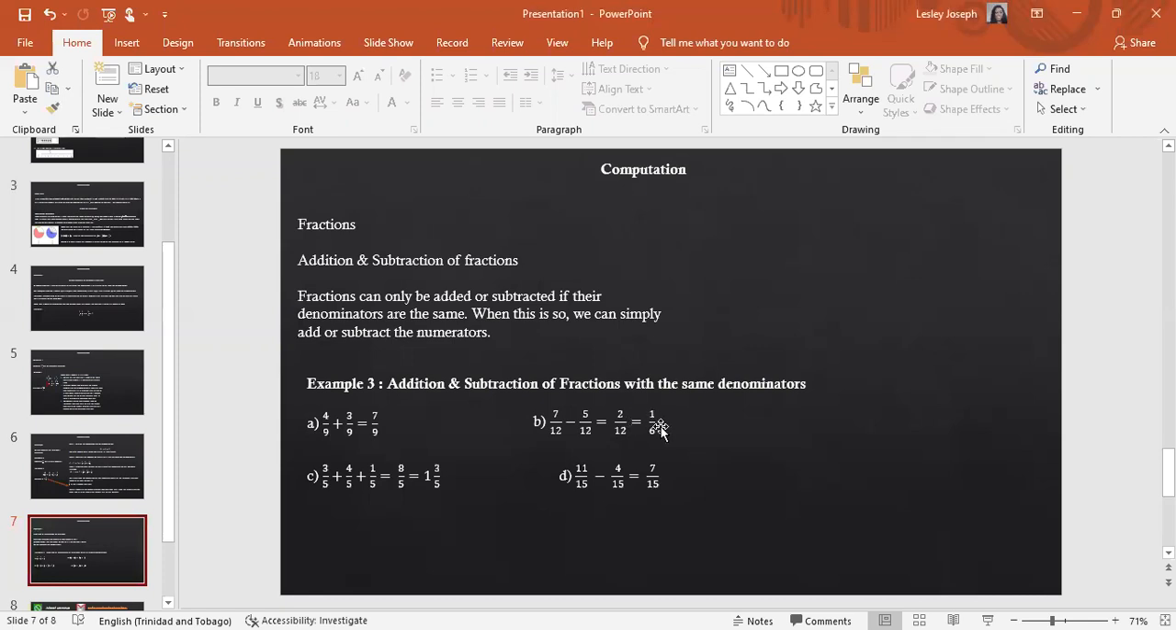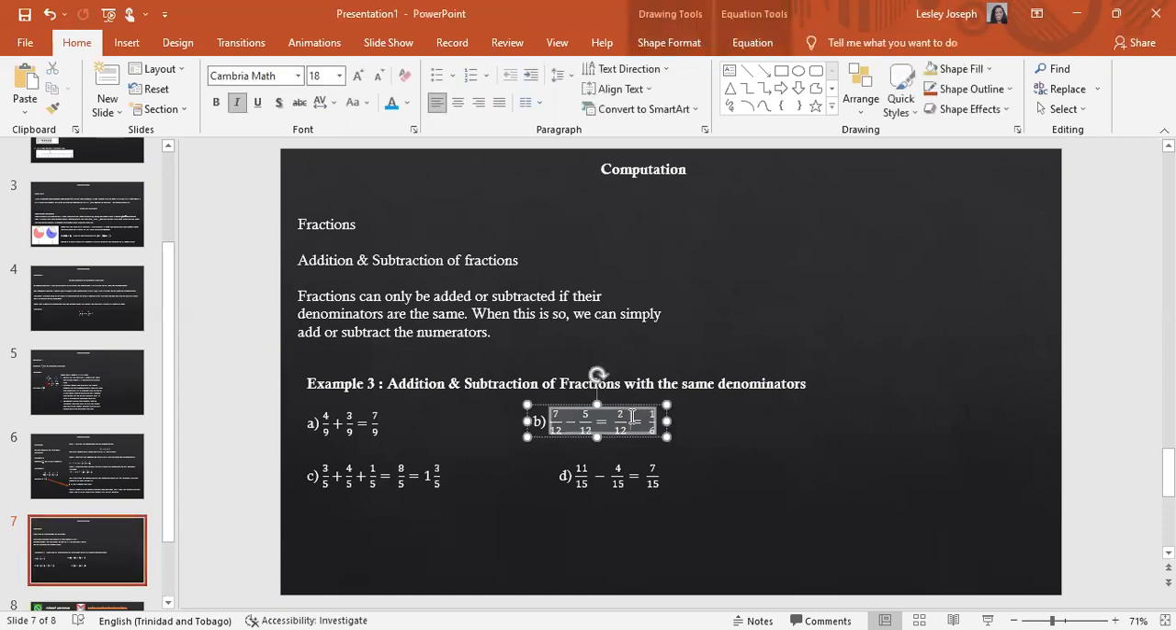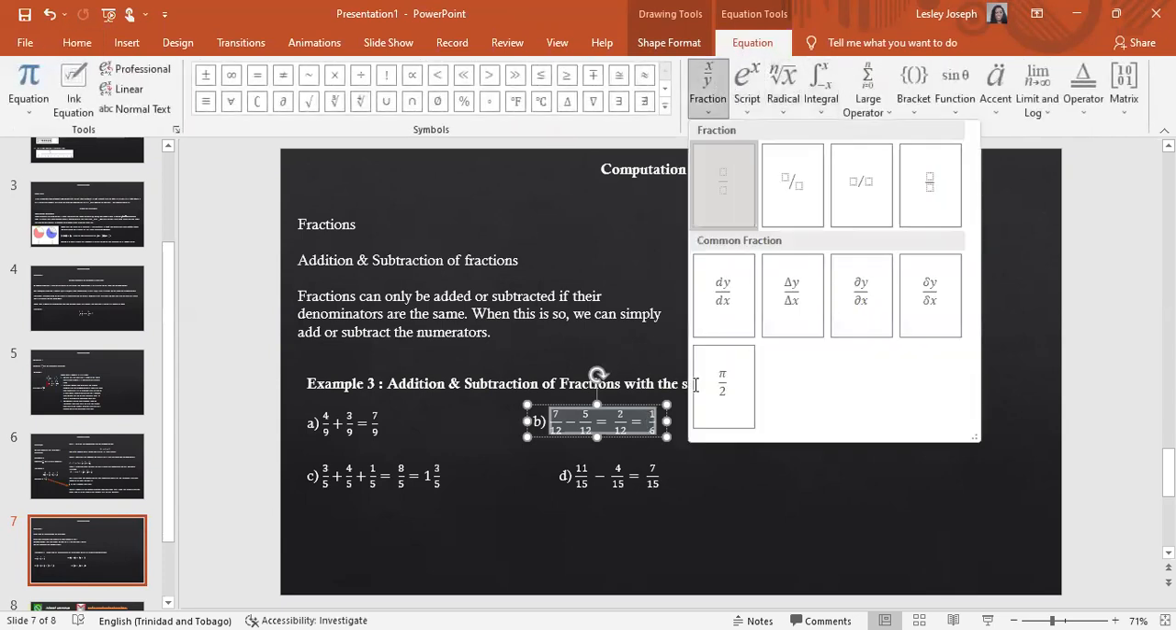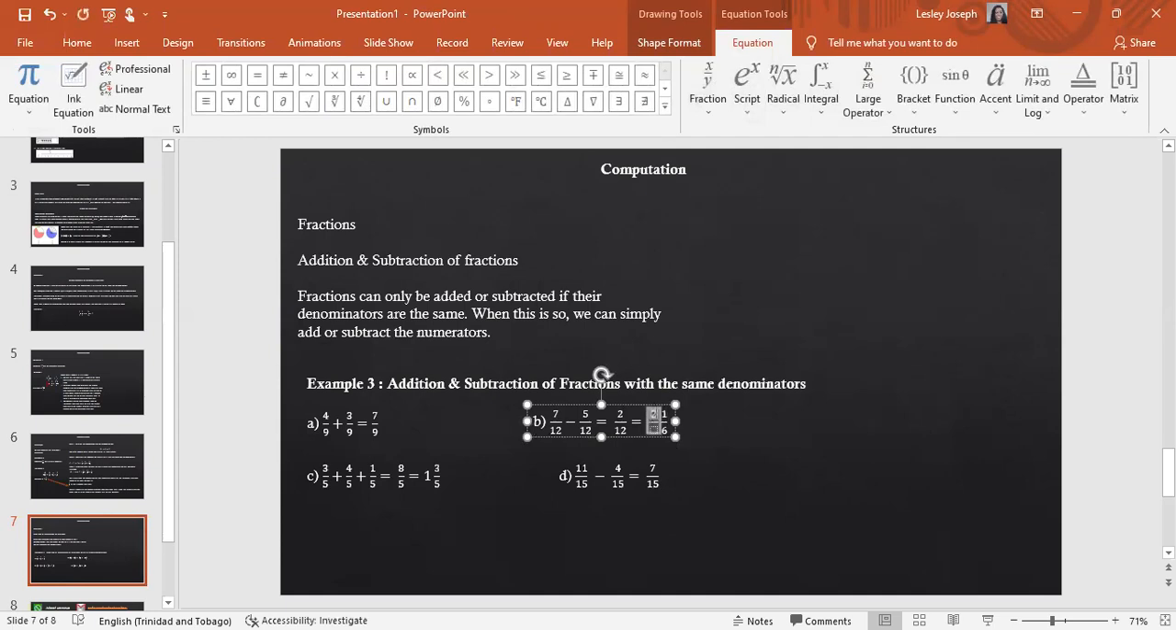And how we got 1/6, which is the equivalent of 2 twelfths, we simply divided 2 twelfths by 2. So I'm going to add this here so you can see it. What we're going to have is 2 divided by 2, and then we have 12 divided by 2. That, my friends, is how we get 1/6 as our final answer.